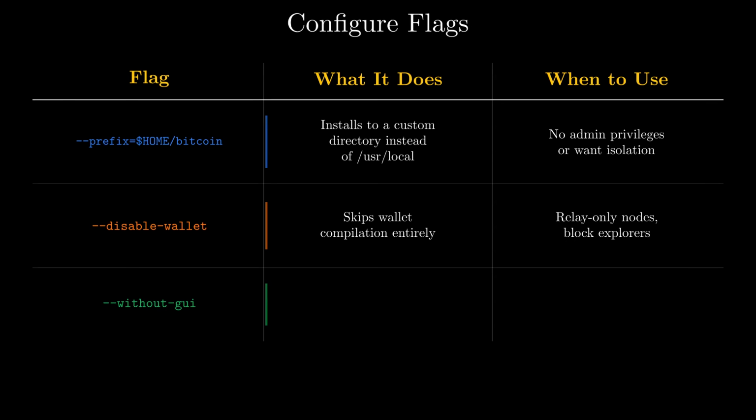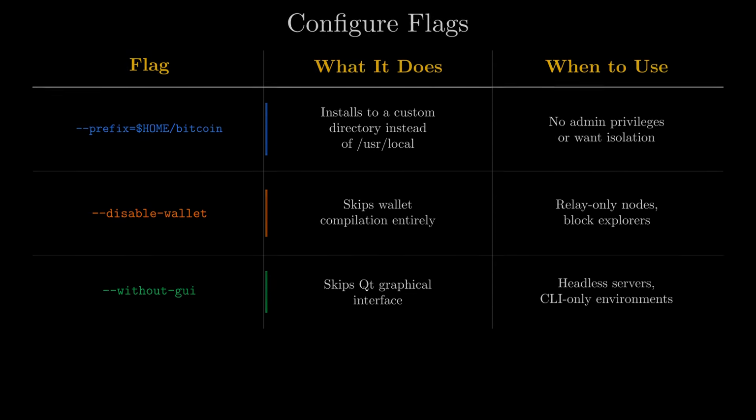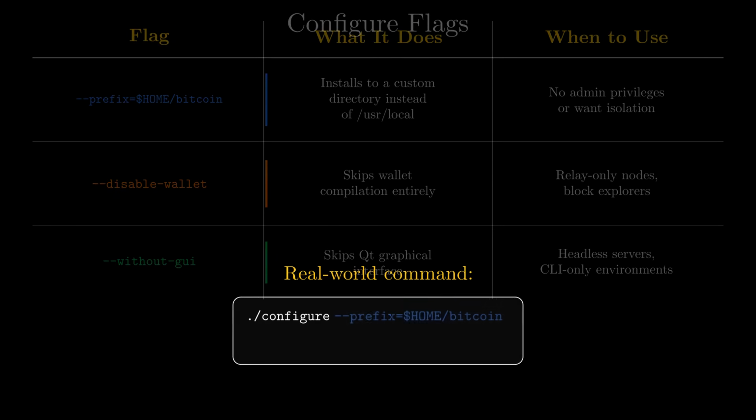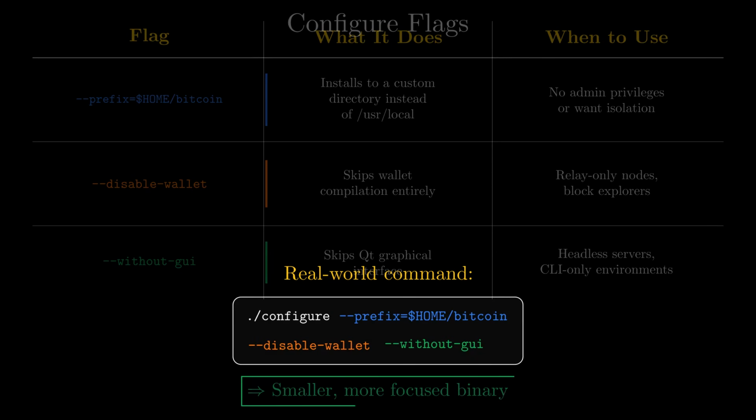Third, --without-gui. This skips the graphical interface. Use this on headless servers where you interact only through the command line. A real-world configure command might look like: ./configure --prefix=$HOME/bitcoin --disable-wallet --without-gui. Each flag removes code you don't need, producing a smaller, more focused binary.